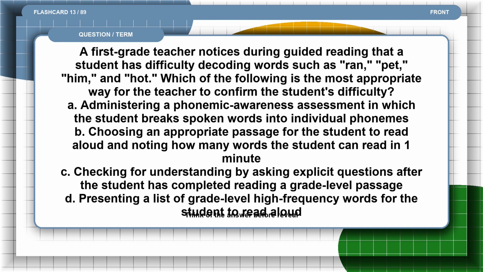Flashcard 13. A first-grade teacher notices during guided reading that a student has difficulty decoding words such as ran, pet, and hot. Which of the following is the most appropriate way for the teacher to confirm this student's difficulty? A. Administering a phonemic awareness assessment in which the student breaks spoken words into individual phonemes. B. Choosing an appropriate passage for the student to read aloud, and noting how many words the student can read in 1 minute. C. Checking for understanding by asking explicit questions after the student has completed reading a grade-level passage. D. Presenting a list of grade-level high-frequency words for the student to read aloud. Pause and think of the answer before the reveal.